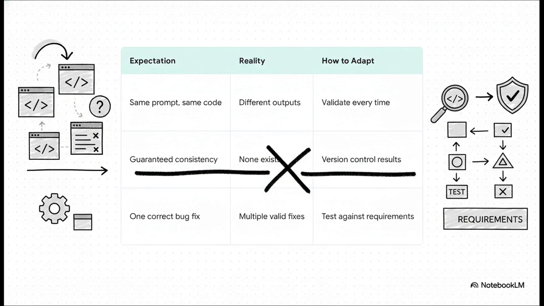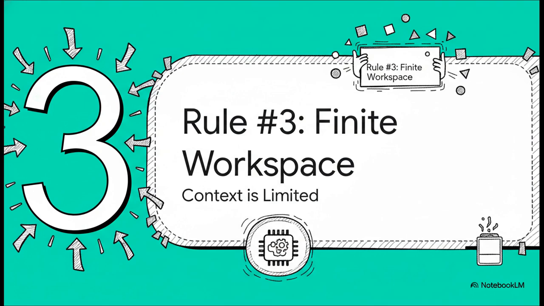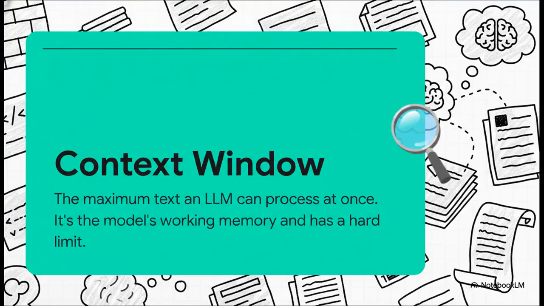This is where a workflow like test-driven development becomes your absolute superpower. And that brings us to our third and final rule. All that context we have to keep sending back to our amnesic expert, and all those creative, probabilistic outputs, all of it has to fit somewhere. And that somewhere is a very finite workspace. This workspace is called the context window.